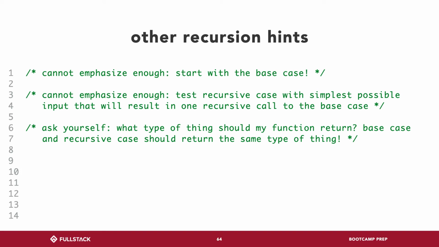And then ask yourself, what type of thing should my function return? A base case and recursive case should return the same type of thing, right? So if the function's asked to return a number, so should your recursive value, right? It doesn't make sense for it to return anything else. So that's also another way to mentally think about constructing your solution.